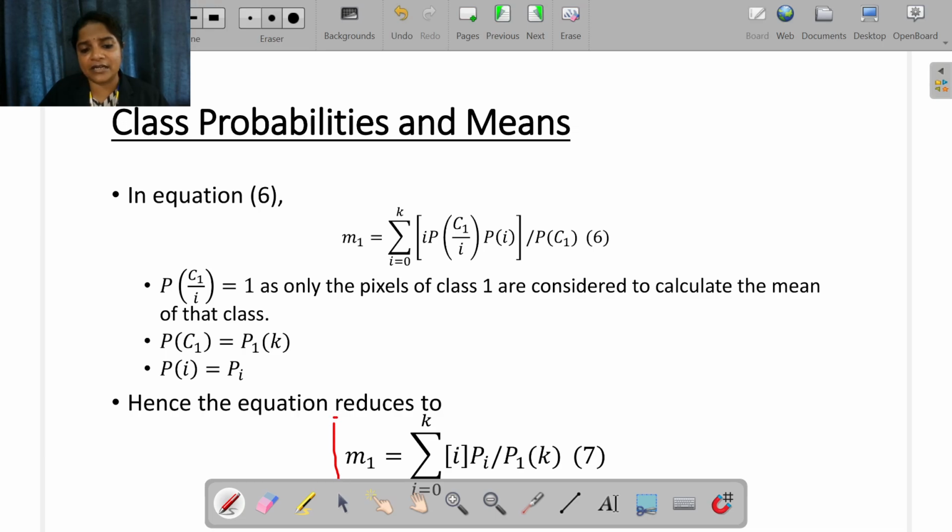M1 is mean for class 1. So it is going to be equal to summation i is equal to 0 to k i into P of i divided by P1 of k. Okay. So what is Pi? Pi is the normalized histogram value. P1 of k is the cumulative sum. Okay. Then how do you calculate the global mean? This M1 is going to be the mean of the class, right?